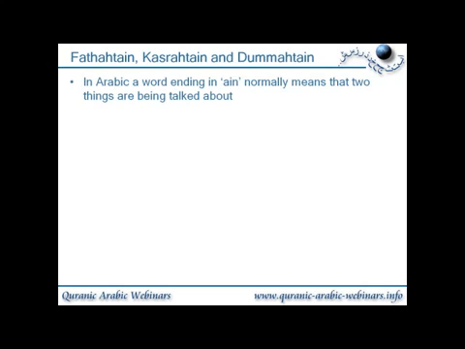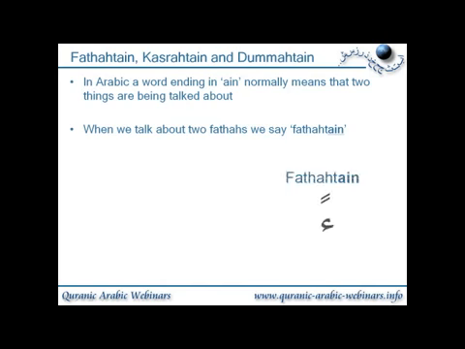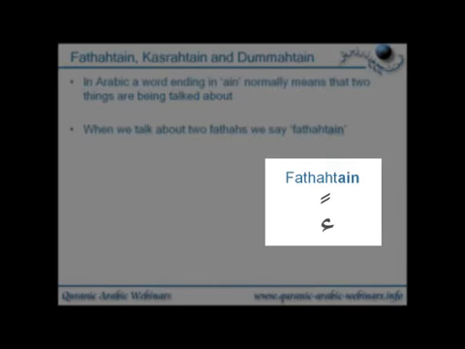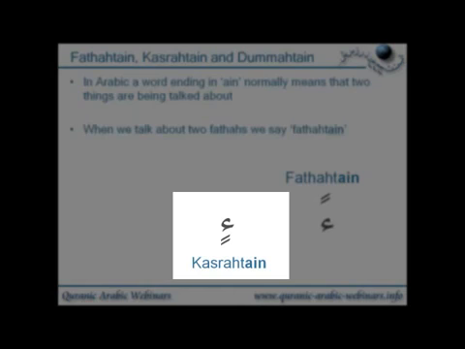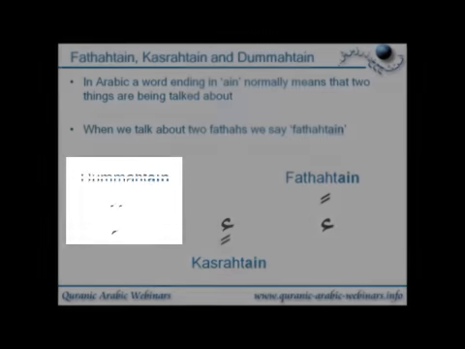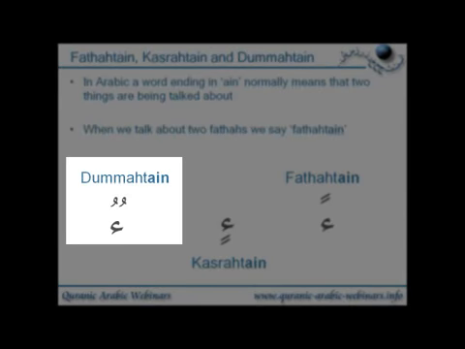In Arabic, a word ending in ain normally means that two things are being talked about. When we talk about two fathas, we say Fathahtain. So here we have two fatha signs above the letter Hamza. So the two fatha signs together are known as Fathahtain. Two kasras are known as Kasrahtain, and two dhammas are known as Dummahtain.